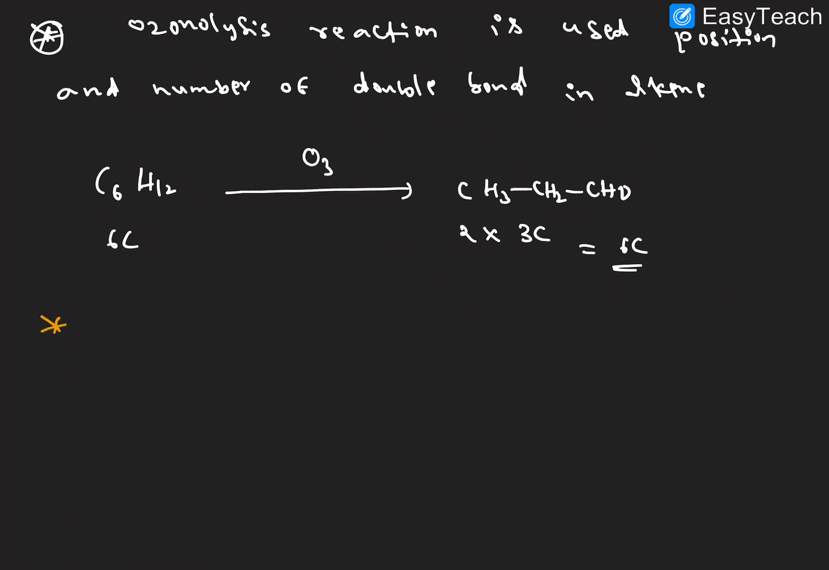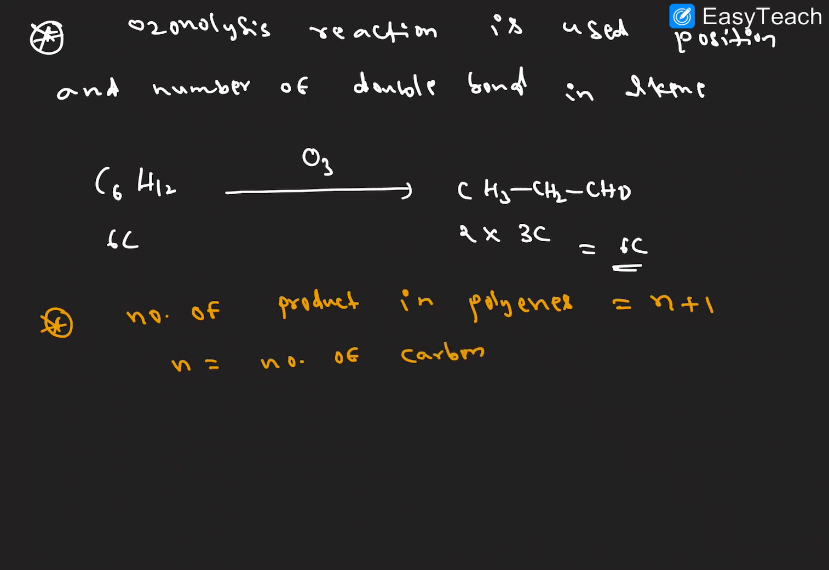Very important point here. What is it? The number of products in polyenes equals n plus 1. N is nothing but the number of carbons, right? Sorry, here N is the number of double bonds.